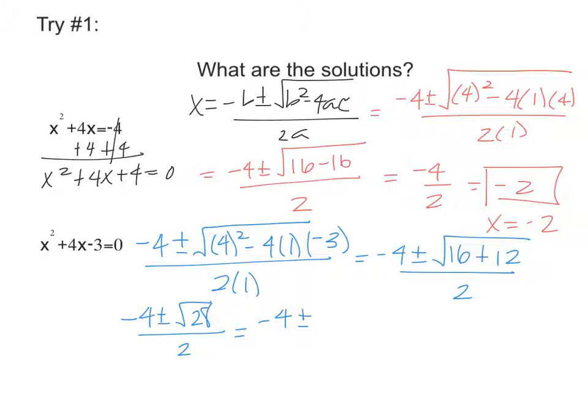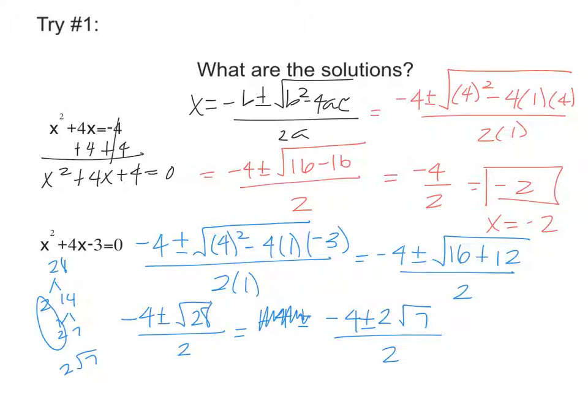One thing that we haven't had to deal with so far is actually having to simplify the radicand. Our radicand 28 can be simplified. Remember, if you do a factor tree, 28 is really 2 and 14, and 14 is really 2 and 7. If I write that as a radical, this is 2 square root of 7. So if I rewrite this, it becomes negative 4 plus or minus 2 square root of 7, over 2.